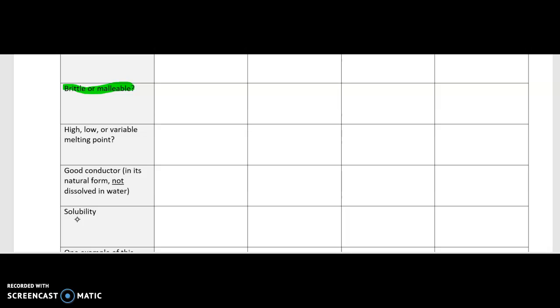It could be some combination. If you don't know what these words mean, this is a perfect time to look them up and add them to a vocabulary list if you're making one of those. Does it have a high, low, or variable melting point? Again, this could be variable. I put it in the actual question this time.